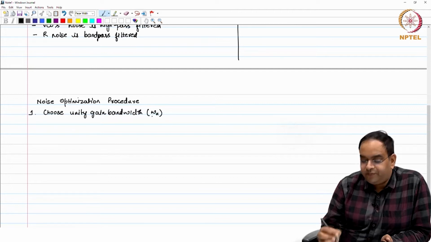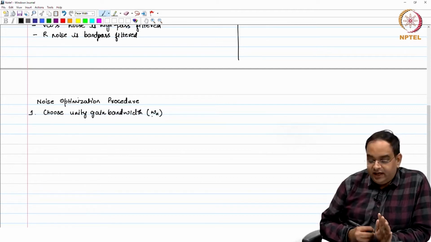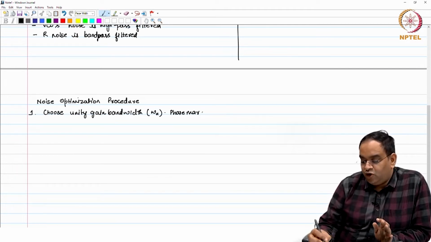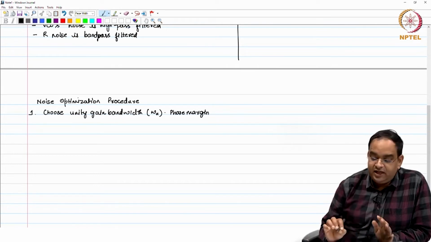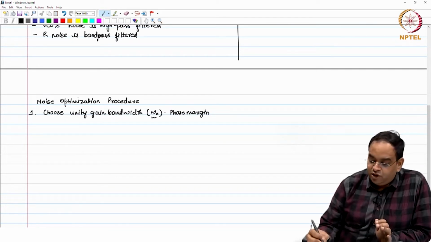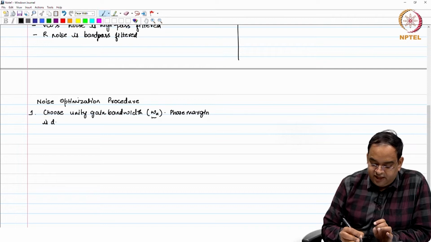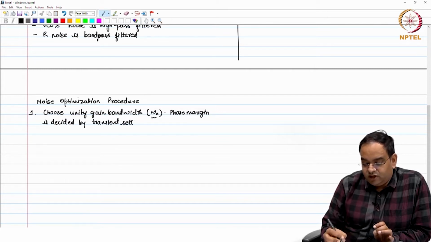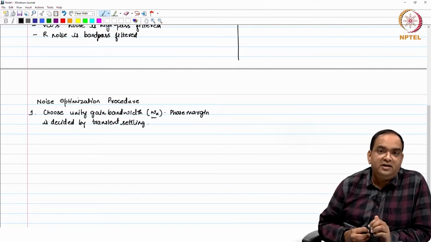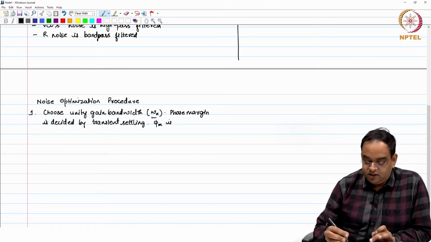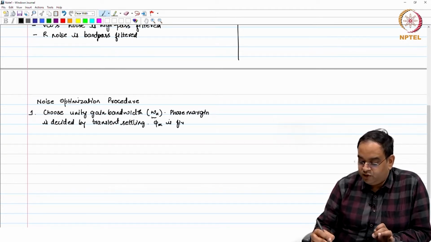Omega u. And let us say that the phase margin which you want is decided by transient settling. So, that is already a number which you have picked. You need to find which is the optimum omega u. Phase margin is decided by transient settling, and that is already given. You can assume that it is either given or you have already chosen. So, phase margin is fixed during the optimization.